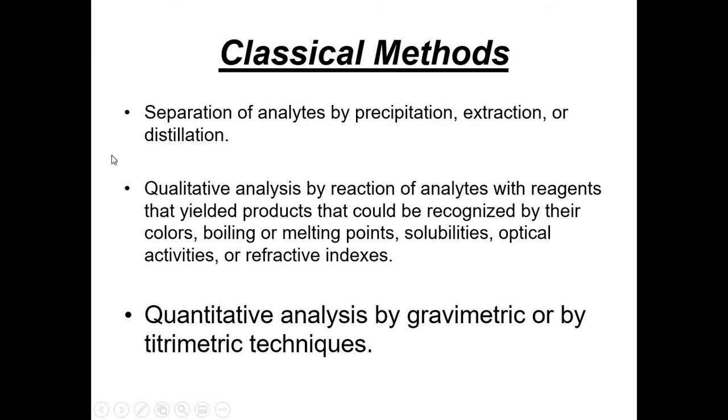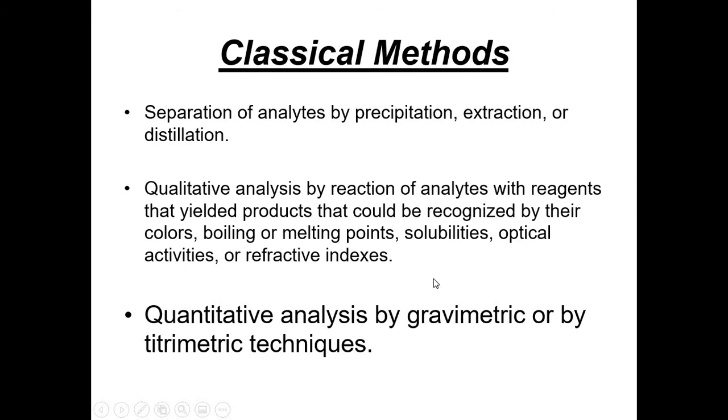So the classical methods involve the separation of analytes by precipitation, extraction, or distillation. So from your inorganic chemistry, you've done all these things. You've done precipitation, you've done extraction, and you've done distillation. Right? And qualitative analysis by reaction of analytes with reagents that yield products that could be recognized by their colors, boiling or melting points, solubilities, optical activities, or refractive indices.